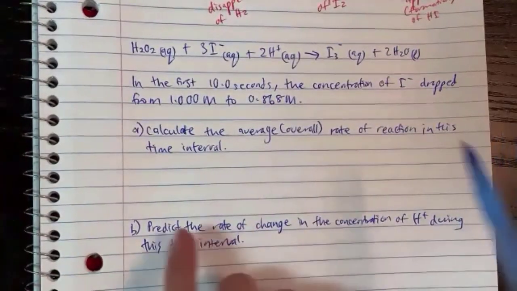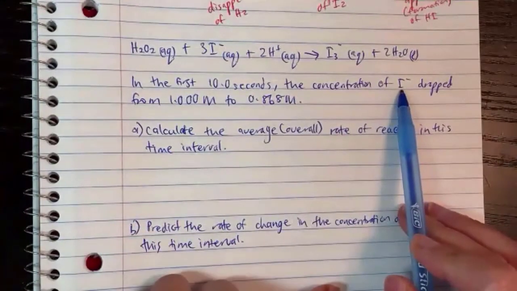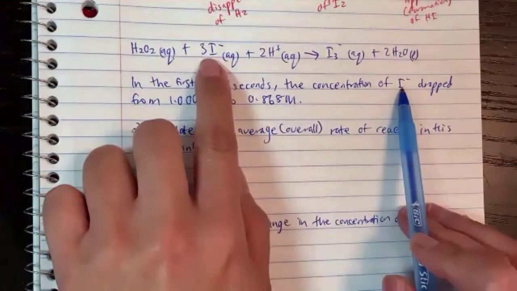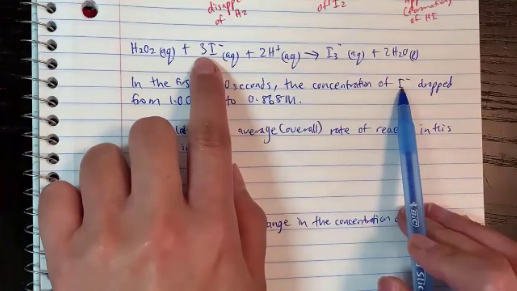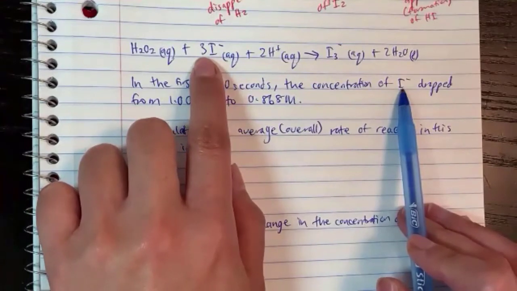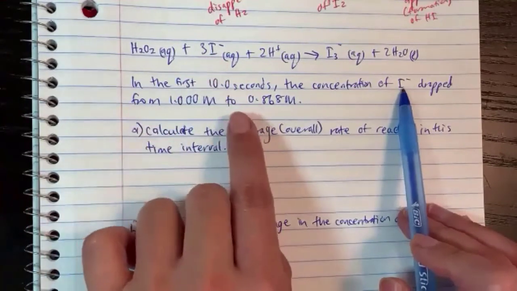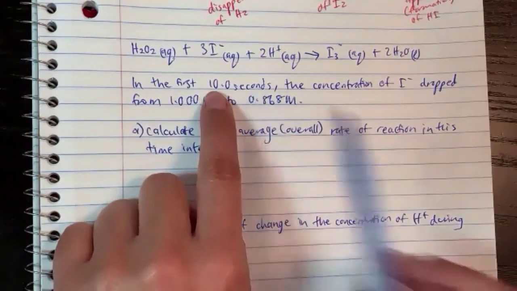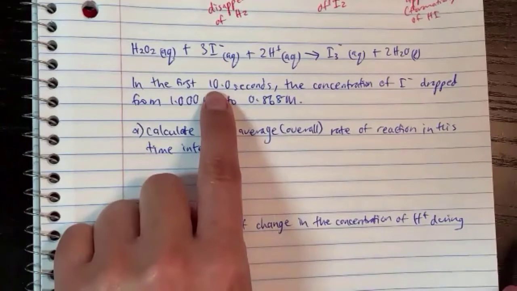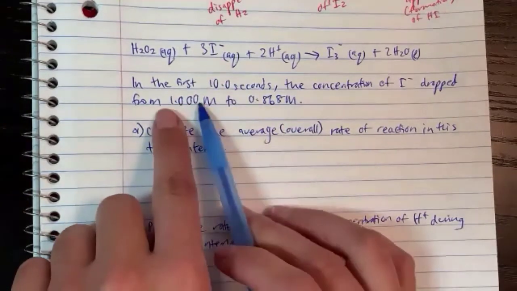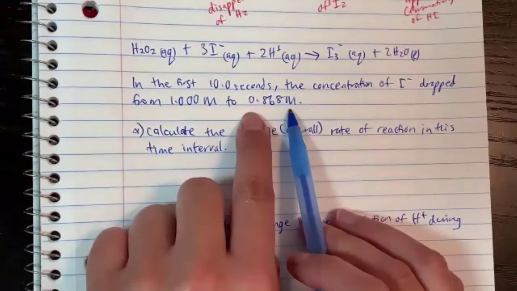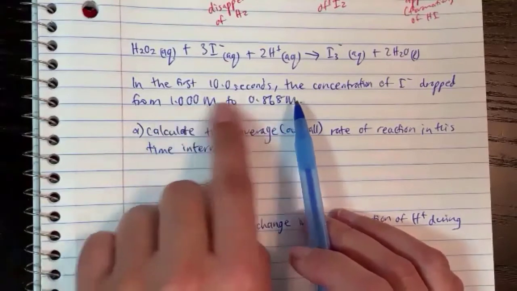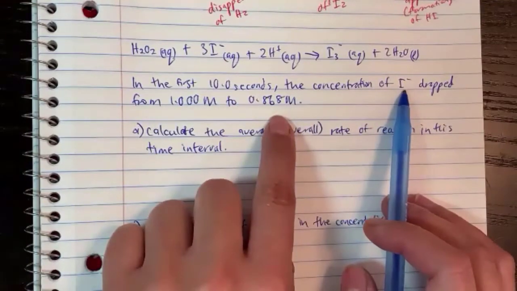The information they gave us is on I negative. And I negative happens to be a reactant here with a coefficient of 3. Okay, so we've got to take that into account. Now, did they say how much it was changing? They said in the first 10 seconds, that means time 0 to time 10 seconds. The change went from 1 molarity to 0.868 molarity. Okay, so it is coming down because it's a reactant.